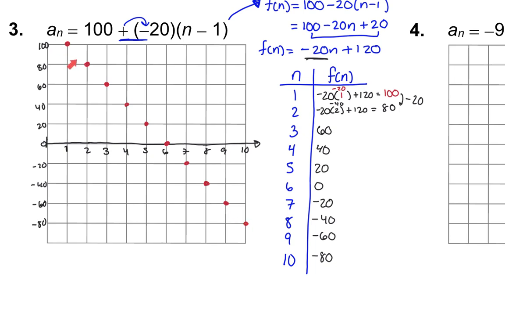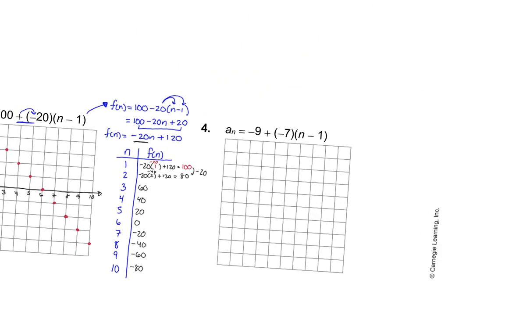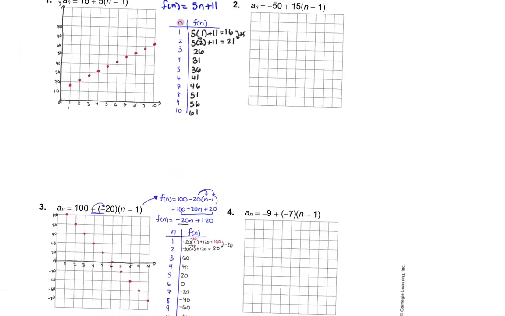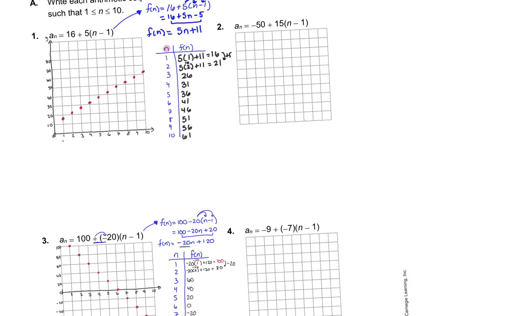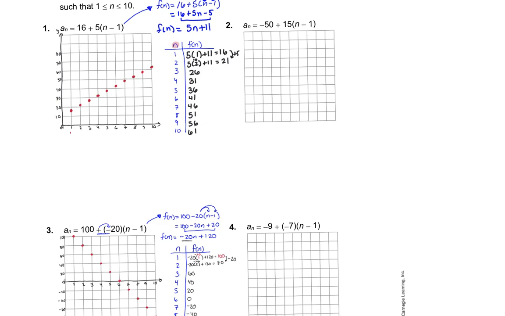And again, if you notice, now you have a linear function that's going down. And this time it has a negative slope because it is reducing by 20. So that's our function. Now your job for tonight's homework is to do 2 and 4. Remember, make sure you turn in your work on Canvas.